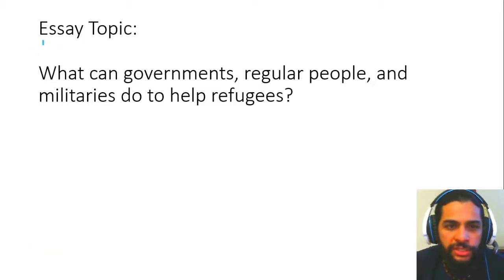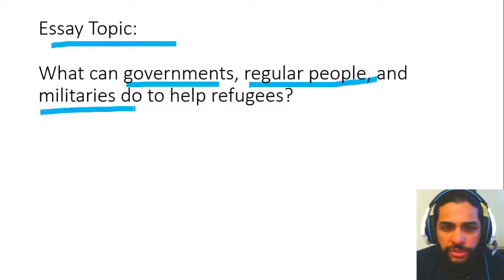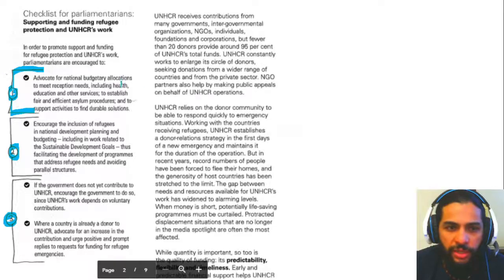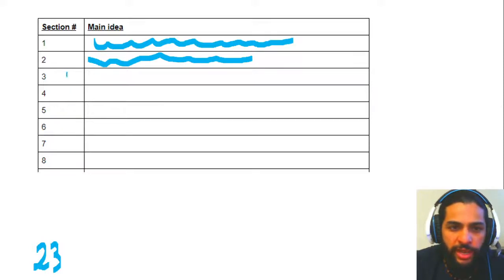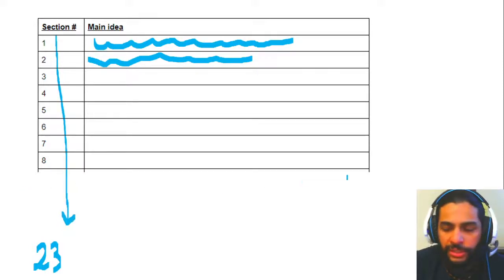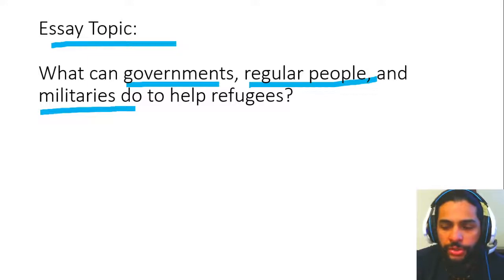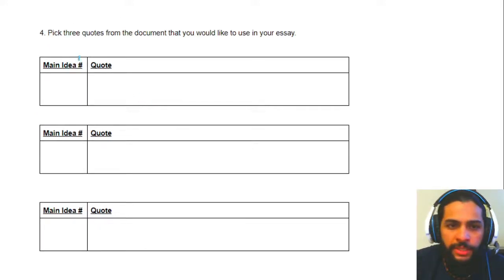So considering this essay topic, what can governments, regular people, and militaries do to help refugees? All right, the answer to this question is all right here in this document. What can governments, militaries, and regular people do to help refugees? All right, that is your essay topic, and you've already got 23 answers if you look at your list of main ideas. So what you're going to do now is pick your 3 best ideas.